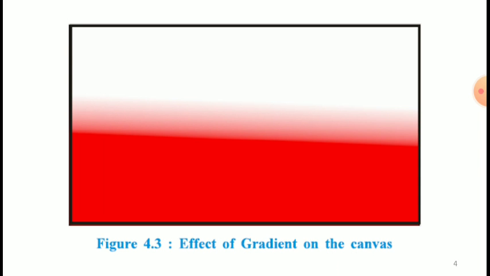Next step, you see the entire canvas is covered by the gradient as in figure 4.3. This can be useful if you want to use the gradient as the background layer, but we want the gradient to be applied only onto the object. So this is the slide for figure 4.3, effect of gradient on the canvas.